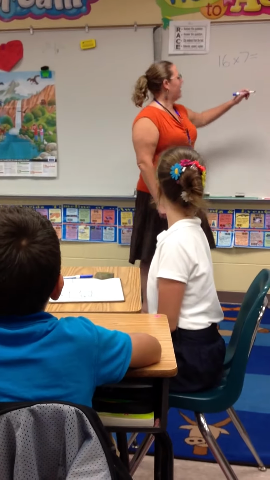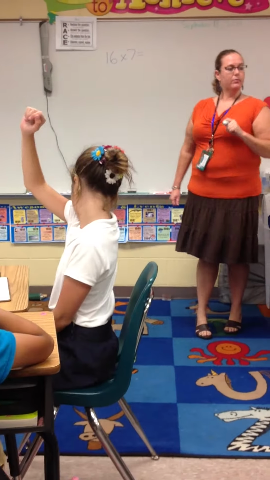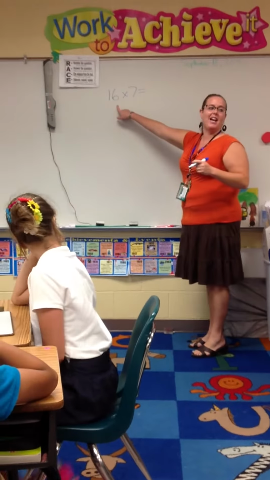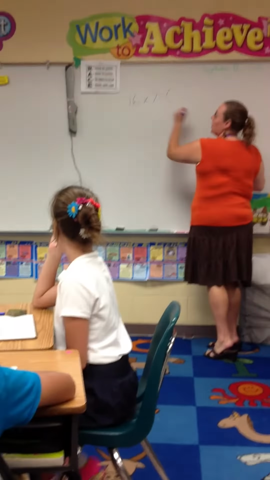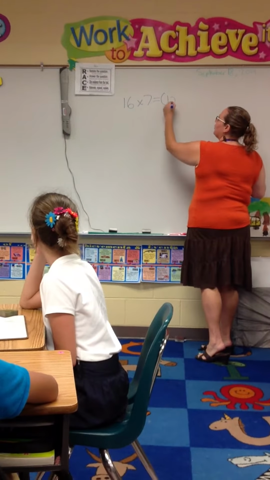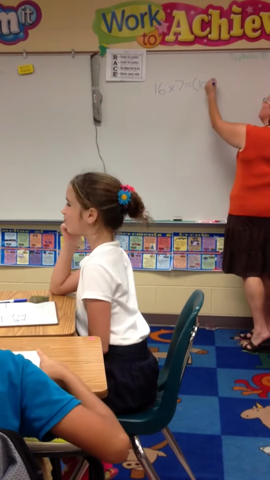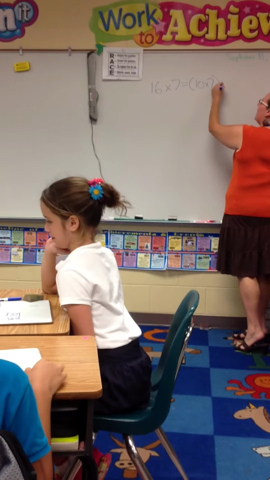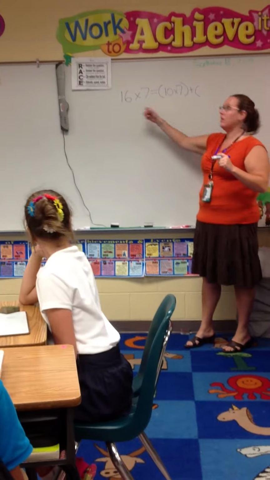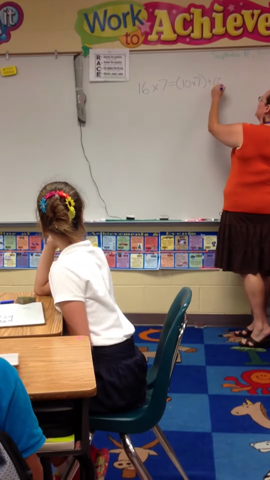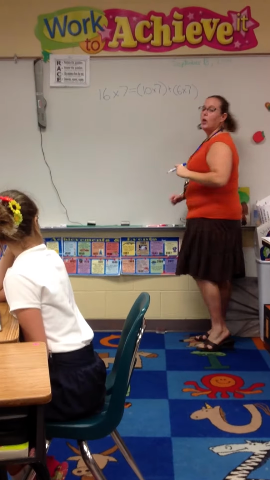What is one way we can break it apart? Peyton. Make it a 10. We can pull a 10 out of this 16. So in my mind, I'm doing 16 minus 10. So I'm going to draw my parentheses. I'm going to write my 10 times what, Peyton? 7. 10 times 7 plus what's left? I get 16 minus 10, which is 6. So I have 6 times 7. Six times 7.